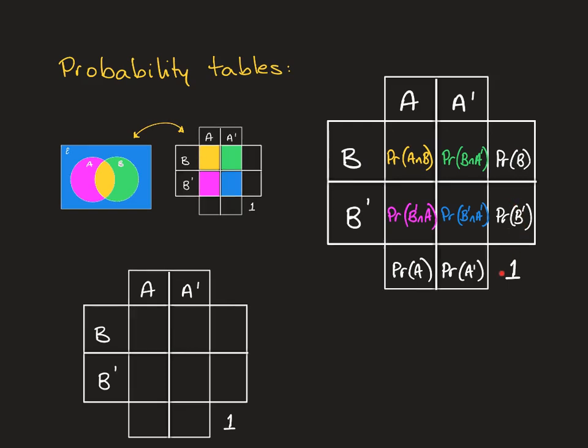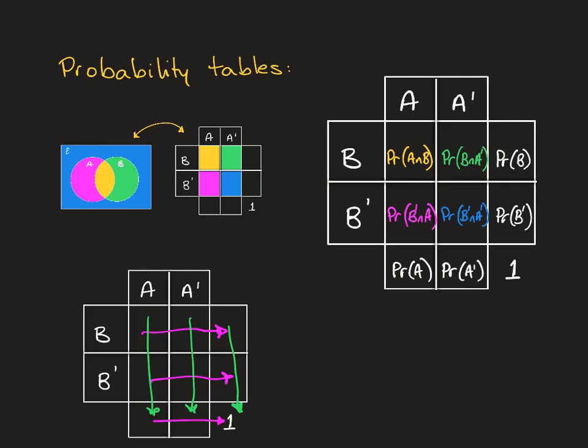The other thing that we need to talk about is this 1 down in the bottom corner of the probability table, and it's there for a particular reason. The total probability that's contained within this whole table is going to equal 1. We can check this out using the rows and the columns. Every row sums to the answer on the end, and every column sums to the answer below.